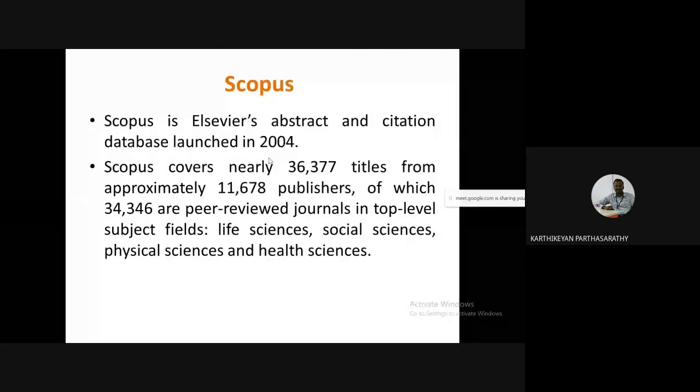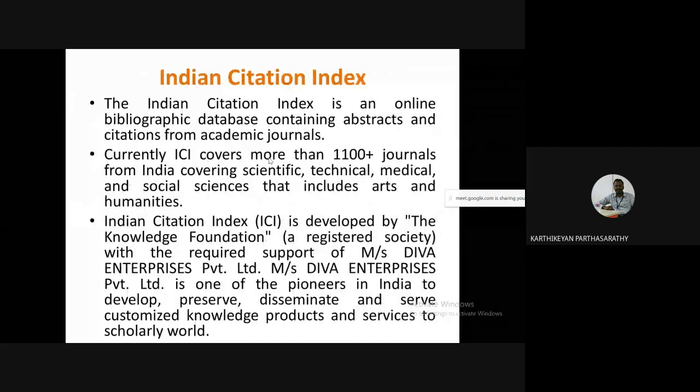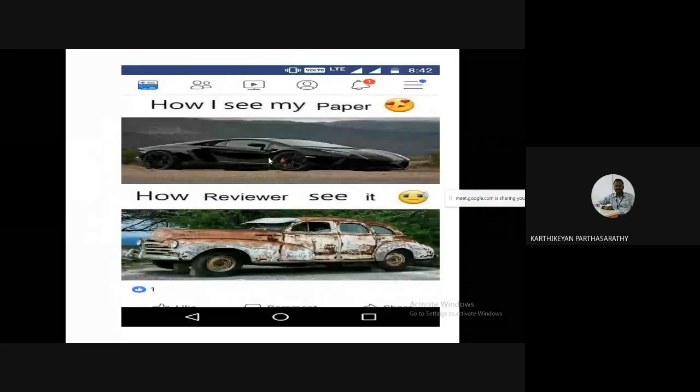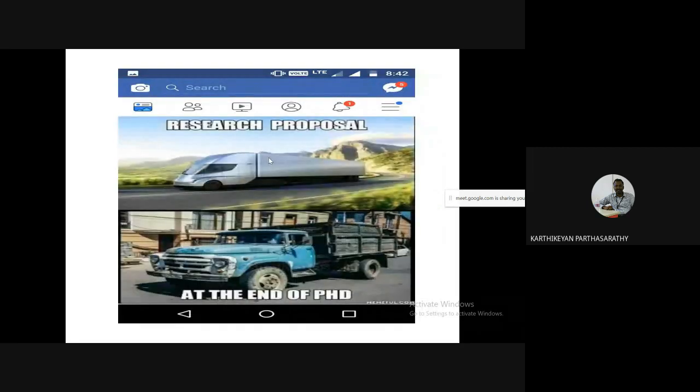Scopus has nearly 36,000 titles. We also have the Indian Citation Index, with 1,100 odd journals included, and SCImago is a journal ranking. We have already discussed that, and finally UGC CARE also, right? So how I see my paper, how the reviewer sees it. This is a good picture where I can show you more comments and feedback on the paper we have referred to. Similarly for a PhD research proposal also.